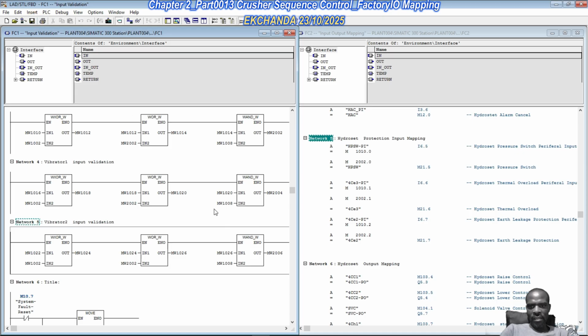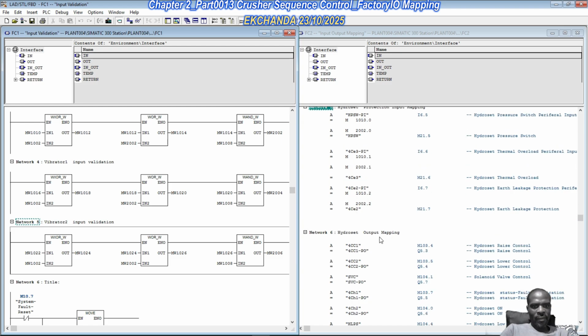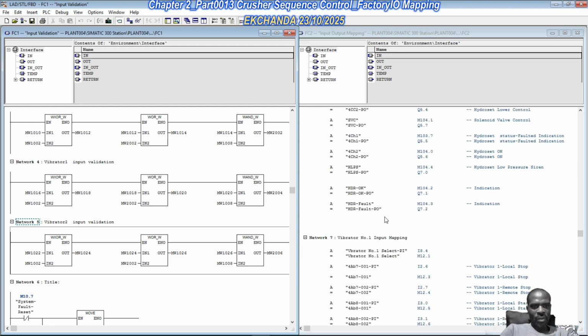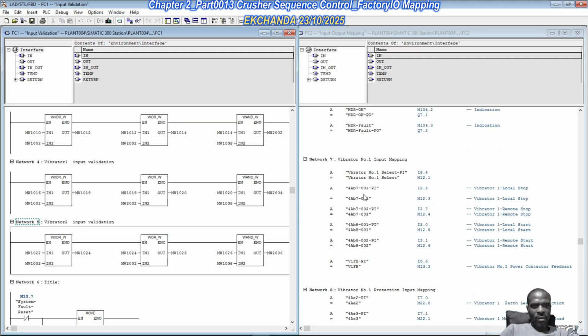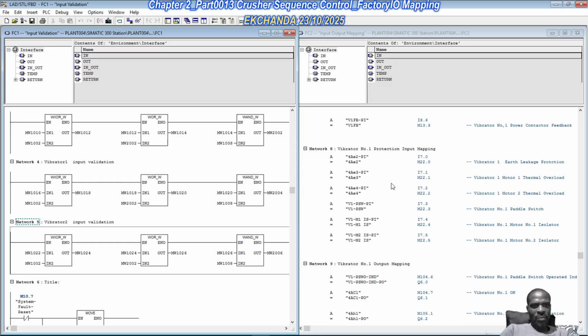Am I right or am I right? 2020, 1020, 1020, 1020, and then thereafter 1022, 1024, 1024, 1026, 1026, 2006. So 2004, 2006. So we've done the hydro set input validation. So we can go to the vibrator 1 protection input validation. It's the same process.